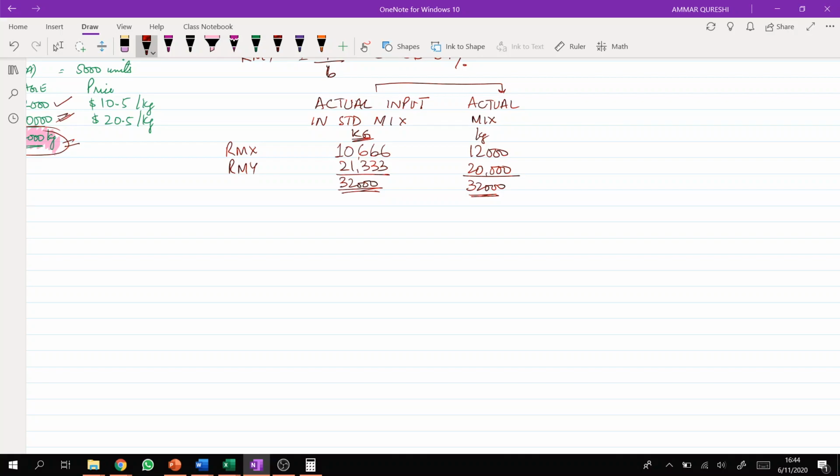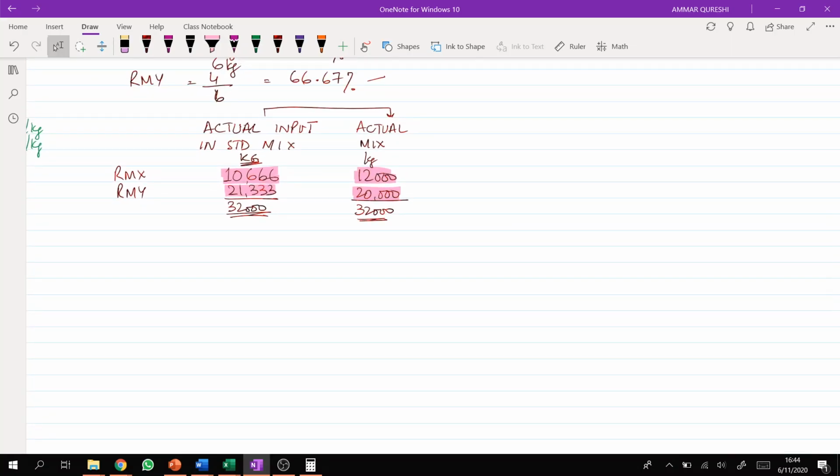This means that we input 32,000 kilograms, but the actual input is different from the standard. Standard is suggesting that 21,333 kilograms should have been Y and 10,666 should have been X. But instead of this, we made an input of 12,000 kilograms of X and 20,000 kilograms of Y. So actually we changed the mix of the output, right? So let's see what the difference is. Now we have to calculate the difference.